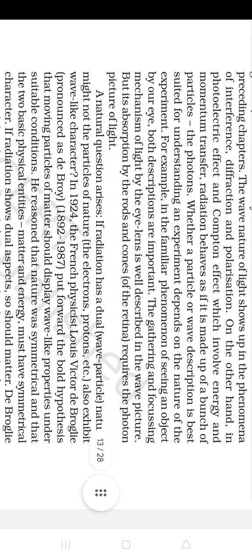Whether a particle or wave description is best suited for understanding an experiment depends on the nature of the experiment. For example, in the familiar phenomenon of seeing an object by your eye, both descriptions are important. The gathering and focusing mechanism of light by the eye lens is well described in the wave nature, but its absorption by the rods and cones requires the photon picture of light.